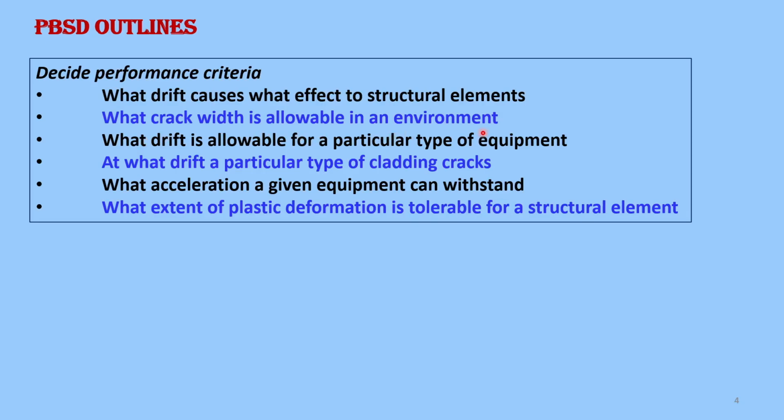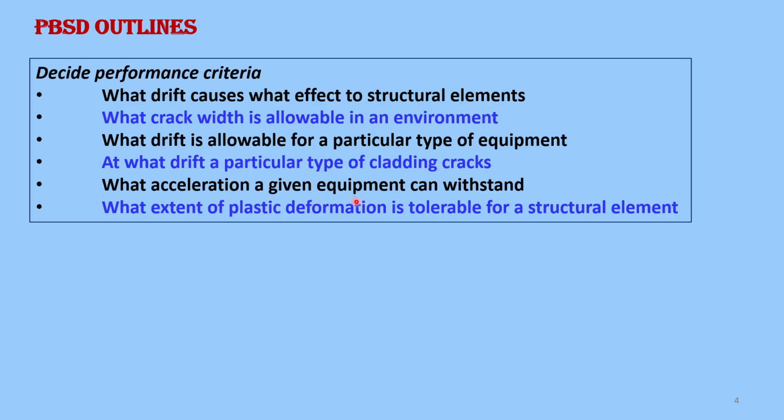Then what crack width is allowable in an environment? What drift is allowable for a particular type of equipment? Certain equipment are drift sensitive, certain equipments are acceleration sensitive. So if it is drift sensitive, you have to restrict the interstory drift of the building which is housing the equipment. At what drift does a particular type of cladding crack? A cladding in the building may be made of glass, and the glass has the tendency of cracking if the interstory drift between the stories is high. So you can check those limitations and you can decide about the drift amount for those claddings. Similarly, for claddings other than glass, there will be certain limits at which they will start cracking.